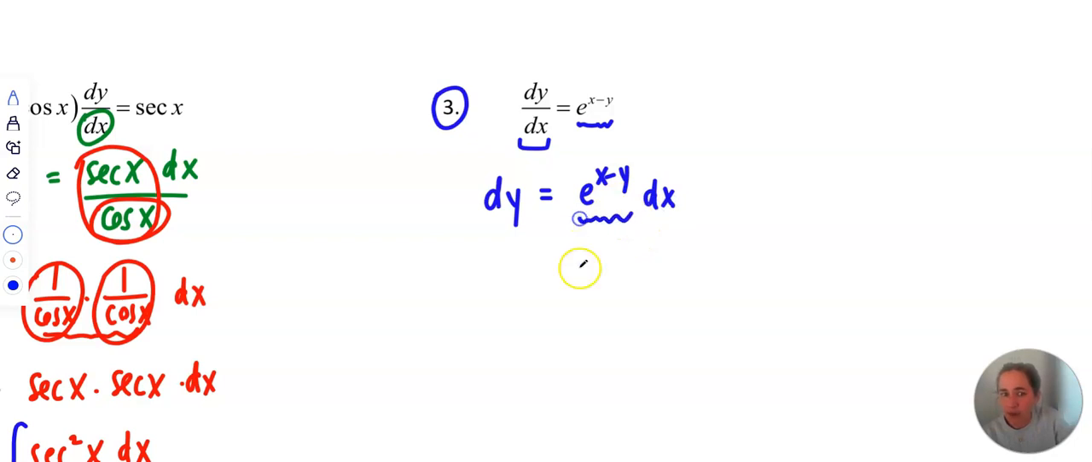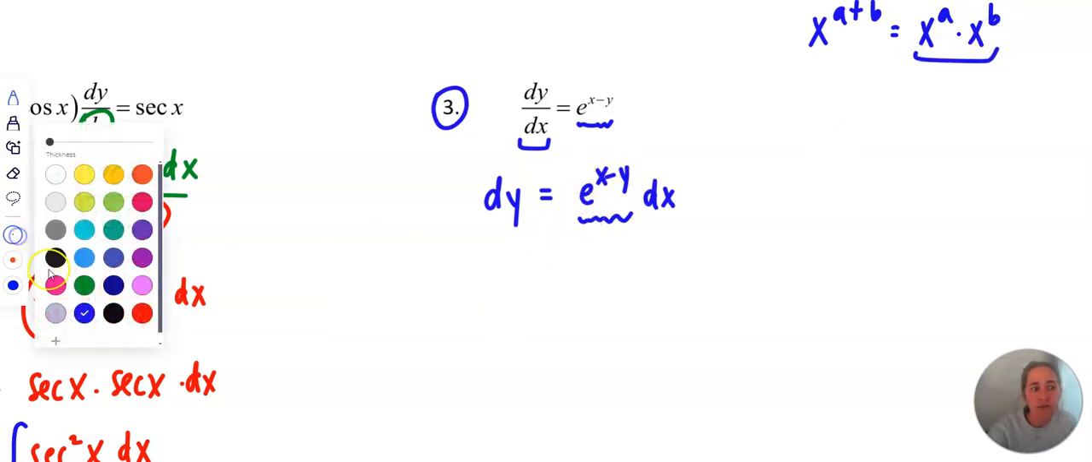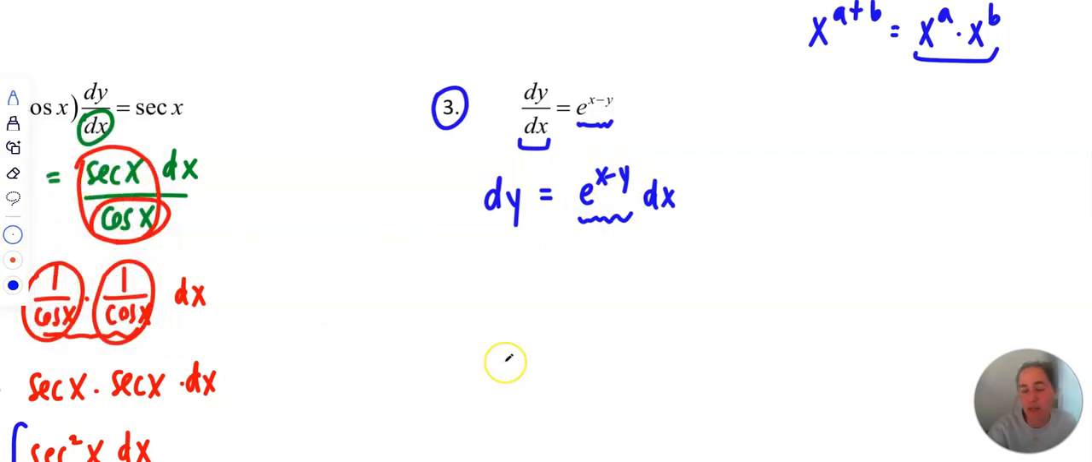Now I'm thinking of this. Two problems ago, we used a rule. It was that x to the a plus b turns into the product of x to the a times x to the b. I want to use that rule here so we can get this term split into two, to have a hope of getting the x terms on the left and leaving the y terms on the right. So I'm going to write this as dy equals e to the x times e to the negative y. I think that should do the trick. And then dx is also there.